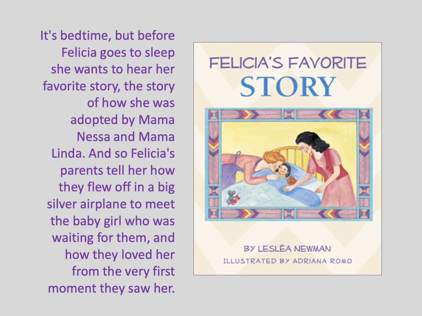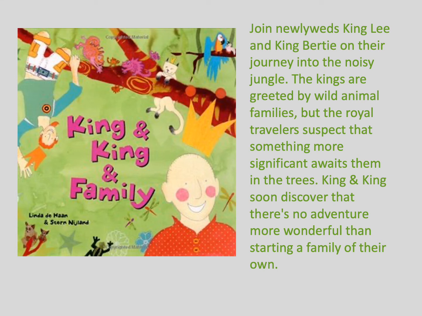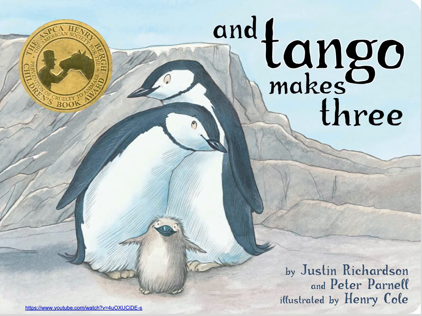And Felicia's favorite story is about how her two moms adopted her, so the airplane ride and all of that. And King and family, again, it's two kings together, but they have all these adventures in the jungle, and there's cool stuff going on. So you get a fuller story, right? This is another book that has been banned a billion times, and it's about two penguins in a zoo, a true story about how they loved each other. Two male penguins, and they wanted to have a baby just like everybody else. So I have that posted, so you can look at that.